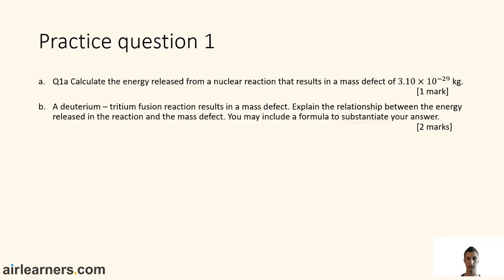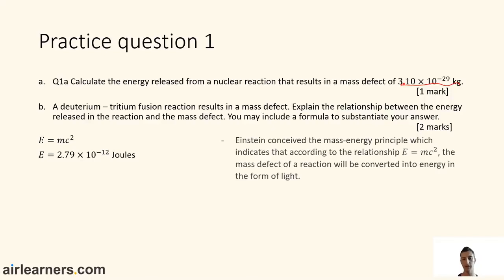Okay, now that you've had a go at doing the questions, or both of the questions, let's take a look to see how I would approach them. The first thing I'll do for part A is write down my formula, E equals mc squared. Simply substitute in the mass, which we have over here already in kilograms. So it'd be 3.1 times 10 to the negative 29 multiplied by c squared, and you get 2.79 times 10 to the negative 12 joules.